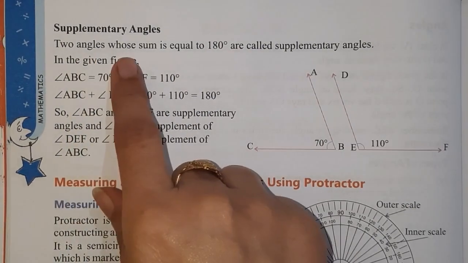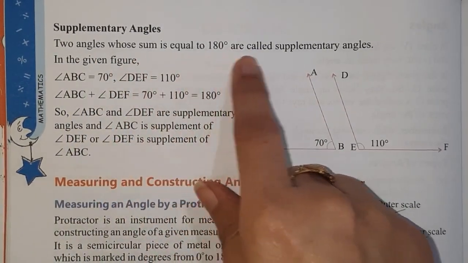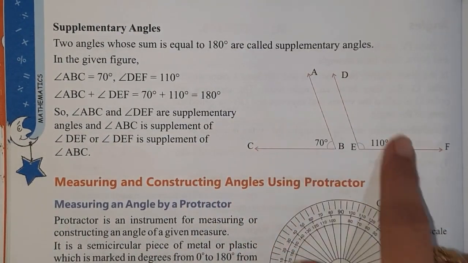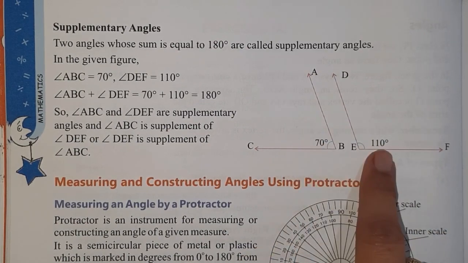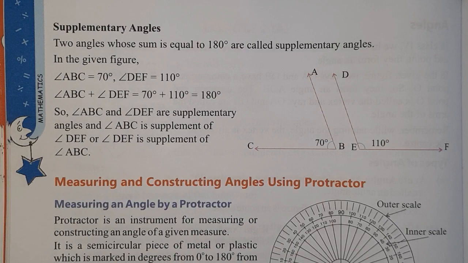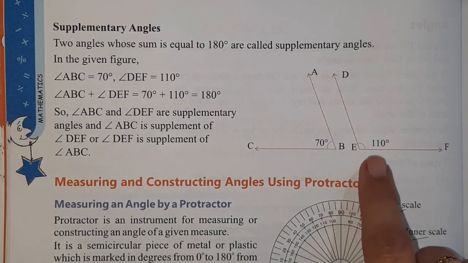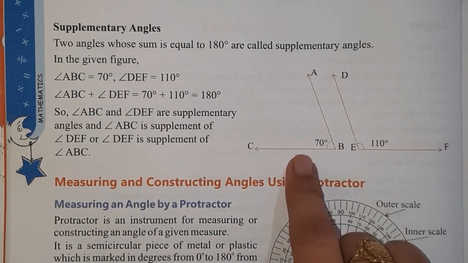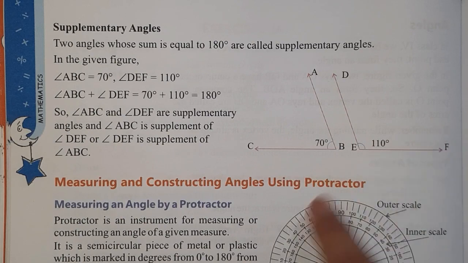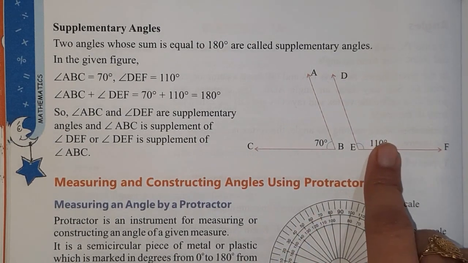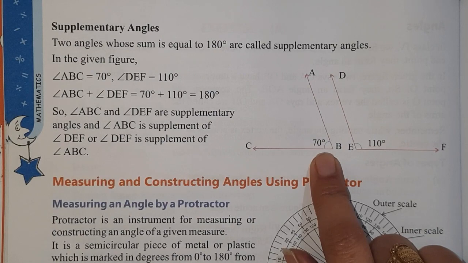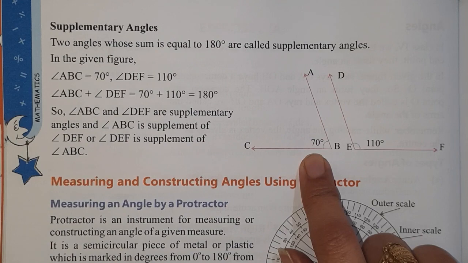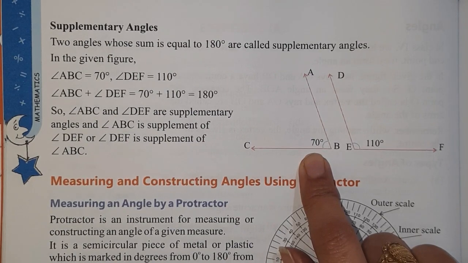Supplementary angles. Two angles whose sum is equal to 180 degree are called supplementary angles. 70 degree plus 110 degree, 180 degree. So this pair is of supplementary angles. Similarly, we can take another pair like this, 100 degree and 80 degree. Another pair 80 degree and 100 degree. Okay, we can take 130 degree here, and then here 180 minus 130, 50 degree. So this angle will become 50 degree. 130 plus 50, total is 180.